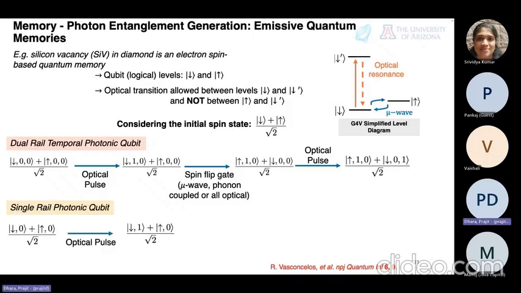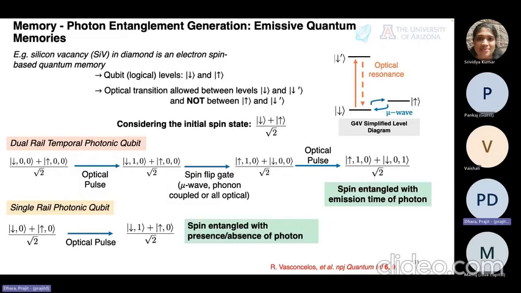If I chose to operate on this sort of single rail photonic basis, a single optical pulse will generate entanglement between spin down, presence of a photon, and spin up, absence of a photon. And this is, just as a reminder, the kind of resource we needed to do that midpoint swap link.